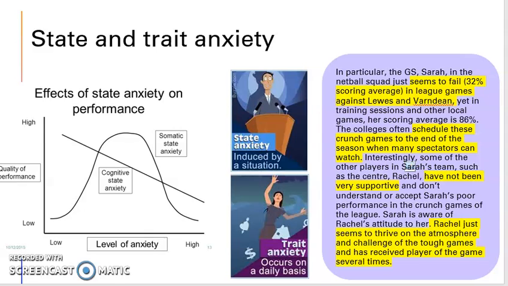The scenario would suggest that Rachel was suffering from very little to no anxiety, as she does not understand why Sarah is playing badly, suggesting she doesn't understand that Sarah feels anxious. This low level of anxiety may be why Rachel plays so well and why Sarah plays so badly.